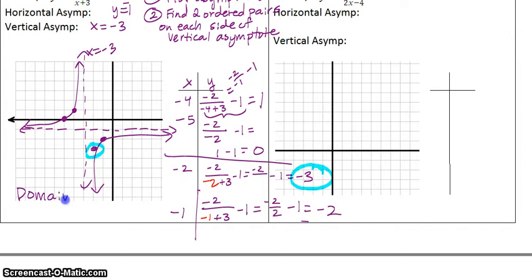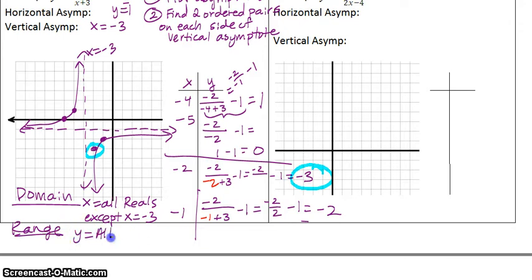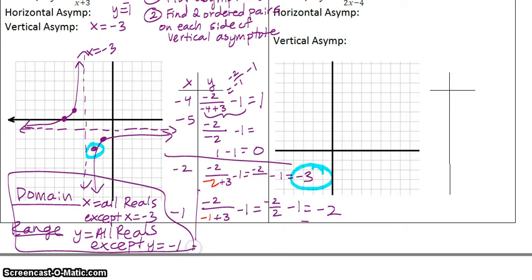So, domain is always the x's, and so this time our asymptote has moved left 3 units, so this time our domain is all reals except x equals negative 3, and my range has moved down 1, so all reals except where the asymptote is, which is at negative 1. All right, make sure you pause the video and write down questions you might have, because first time through that might seem a little confusing to you.